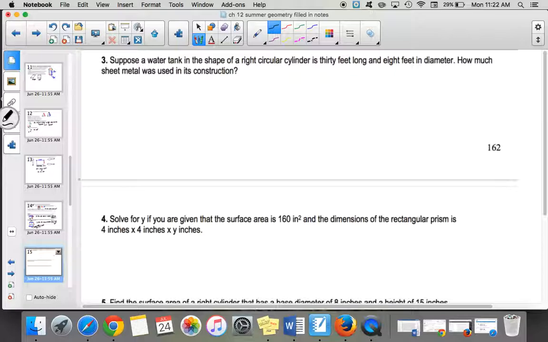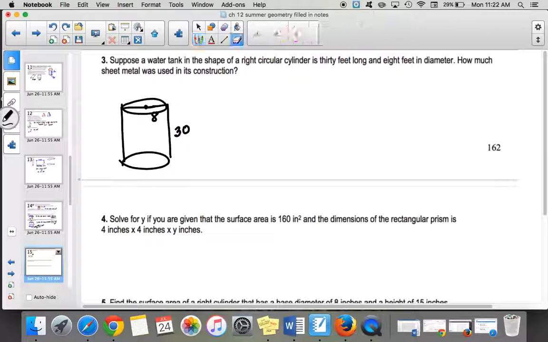So number 3 says, suppose the water in the tank of a right circular cylinder, so we have a cylinder, is 30 feet long and 8 feet in diameter. So 30 feet here, and then 8 here. Oh, 8 in diameter, right? So we should have 4 and 4.